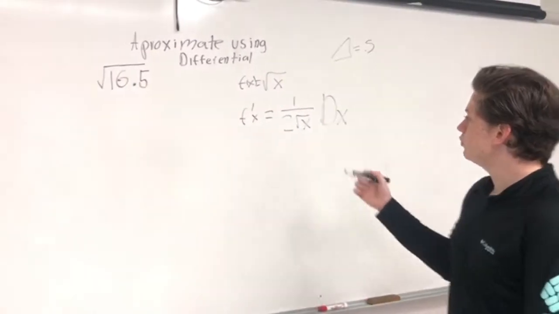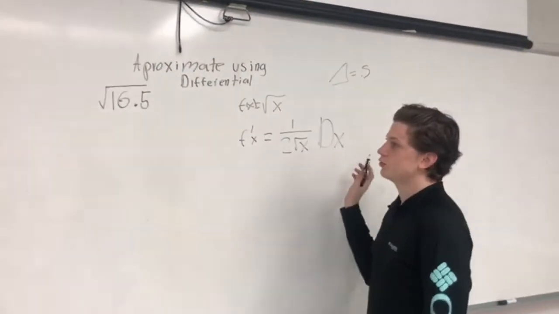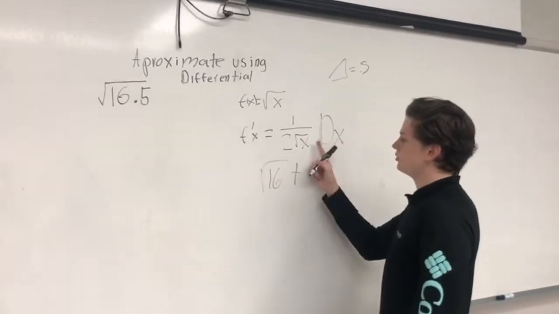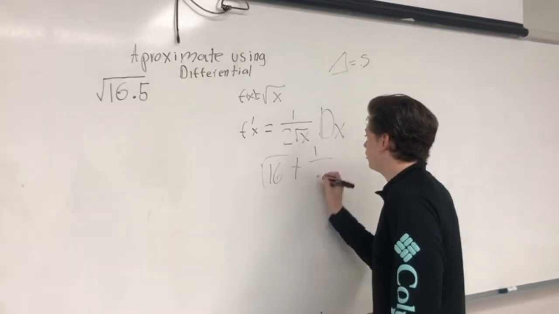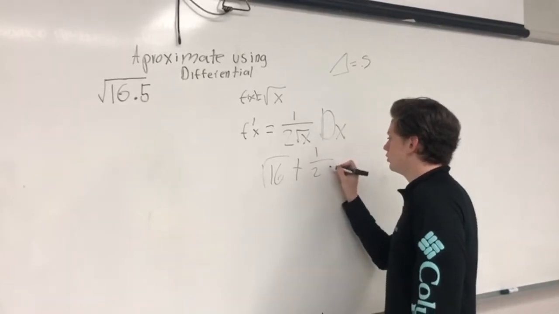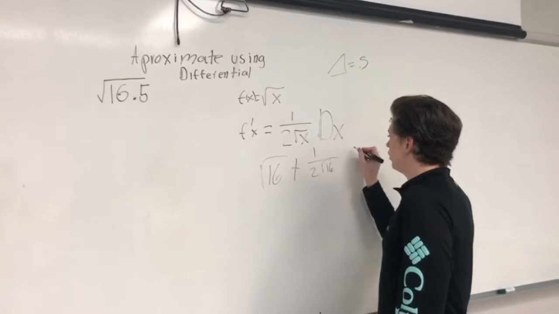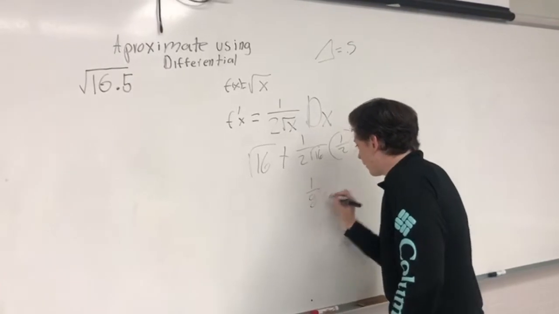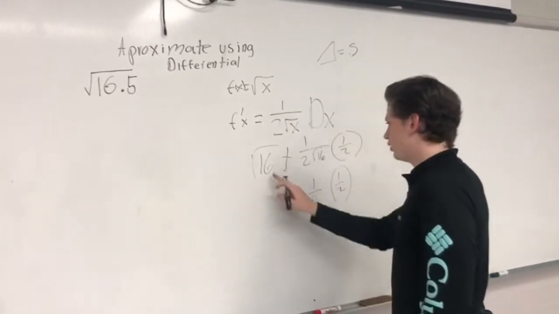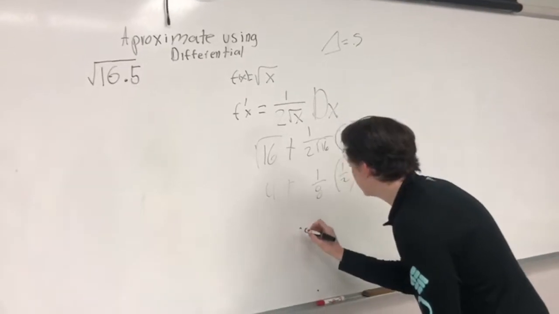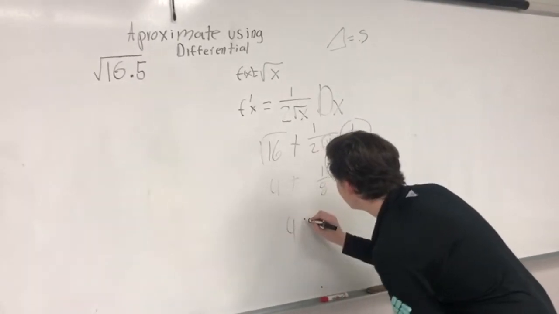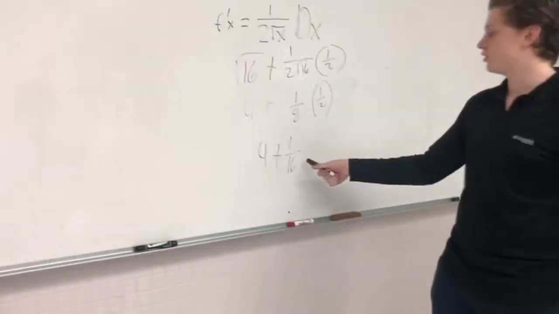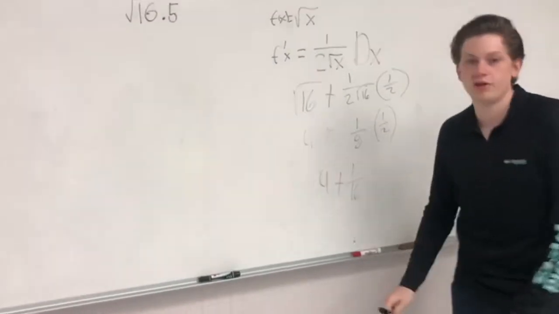So now this is our differential, so we have to do the square root of 16 plus, we substitute the 16 here, so it will be 1 over 2 times the square root of 16, and the dx is 1 half, so this is 1/8 times 1 half, and this is 4, so we have 4 plus 1 over 16, and if you actually do this on a calculator, this and this are pretty close together.